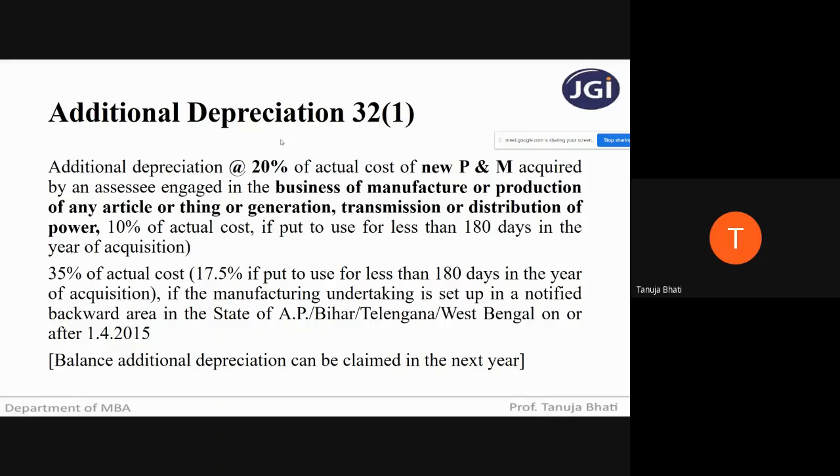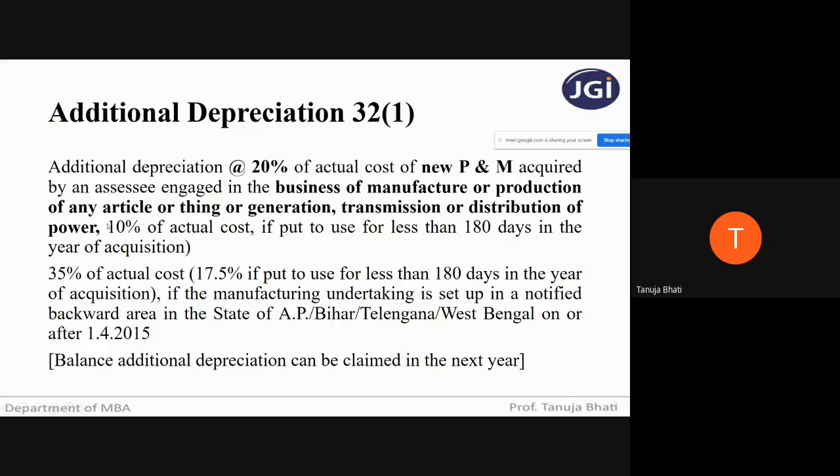Now, what is the additional depreciation he will get? The rate of additional depreciation is flat 20% on the cost of the plant and machinery acquired. Now, suppose he has acquired the plant and machinery and is using it for less than 180 days, then obviously, as we know, the additional depreciation will be half of that. That is 10% of the actual cost.